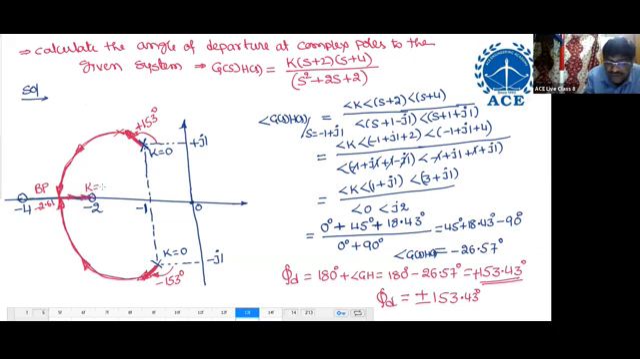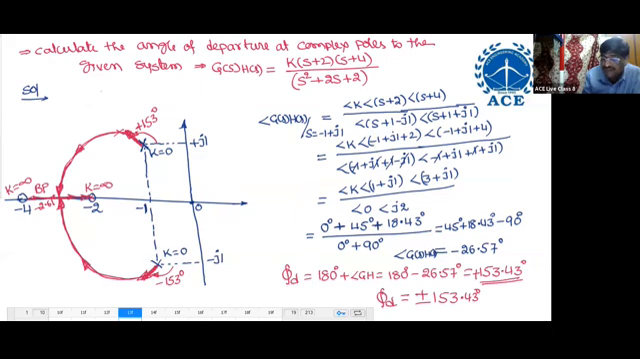So here k equal to infinity. This is the root locus diagram. So angle of departure is plus or minus 153.43 degrees. Like this you have to calculate angle of departure. Same way you calculate angle of arrival.